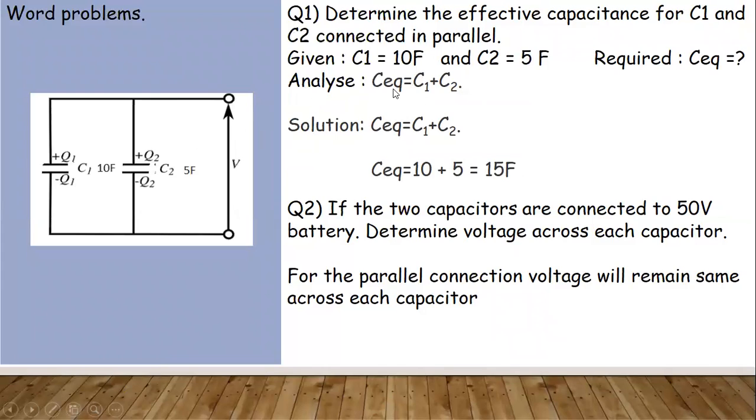The equivalent capacitance is equal to the sum of all the capacitors connected in parallel. So that will be 10 plus 5, that is 15 farad. If the two capacitors are connected to a 50-volt battery, determine the voltage across each capacitor. For a parallel combination, they are directly connected to the source voltage. So V is the same for both capacitors, that is 50 volts.